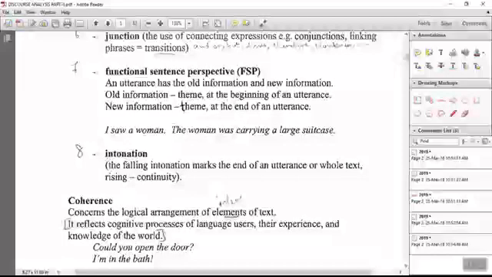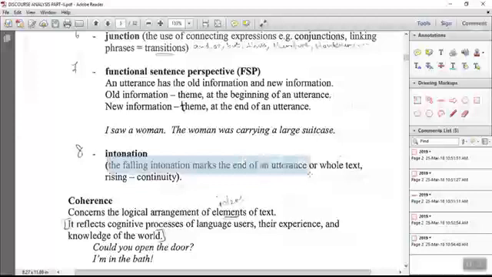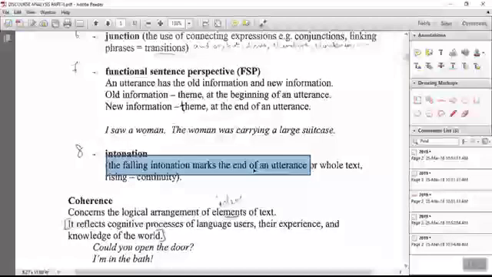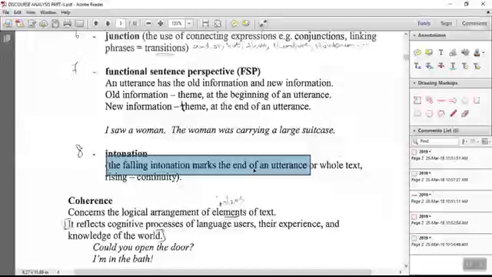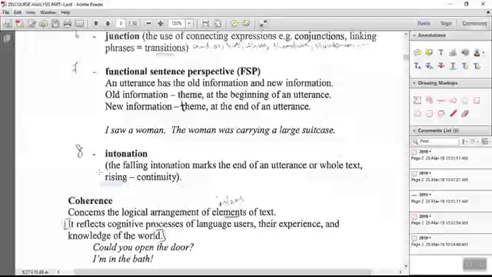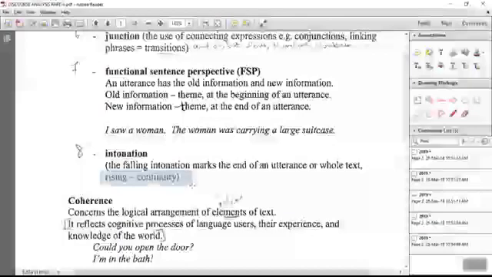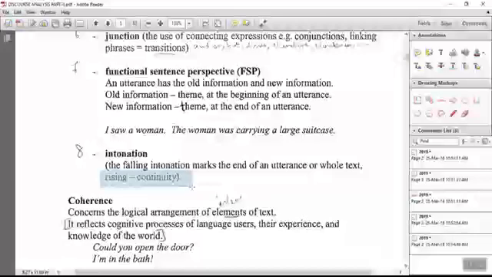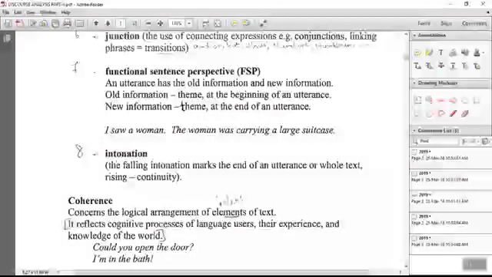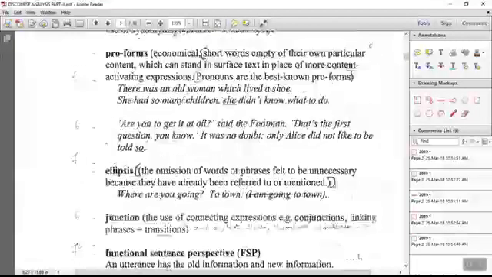So for example, falling intonation marks the end of an utterance, the end of a sentence. A sentence usually ends with a fall, or falling intonation, not rising. Or a whole text, an utterance or a statement. Rising intonation means continuity, or asking the other person to continue, to go on. So intonation has different functions, and these functions of intonation create some cohesion in text.